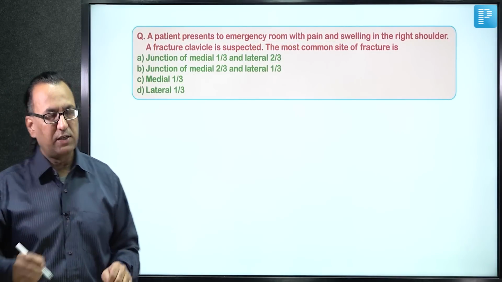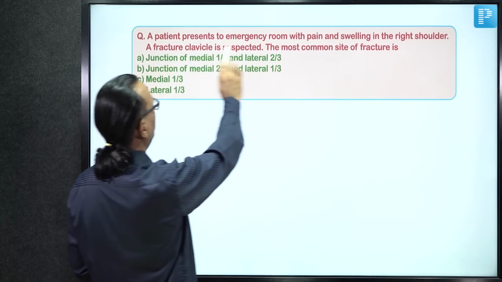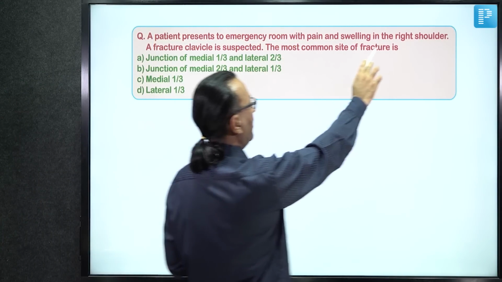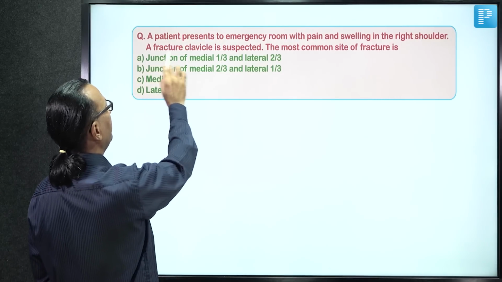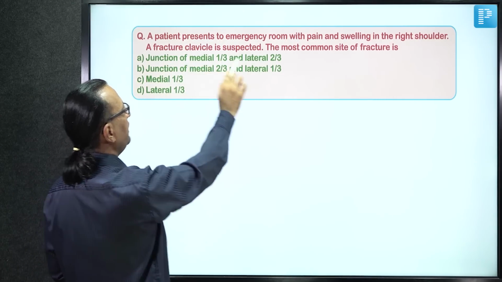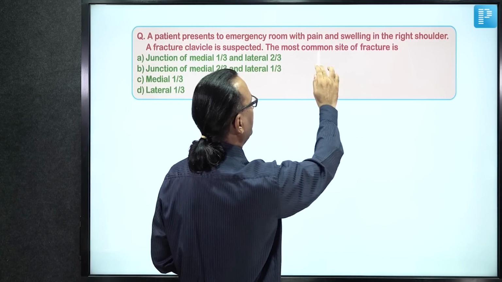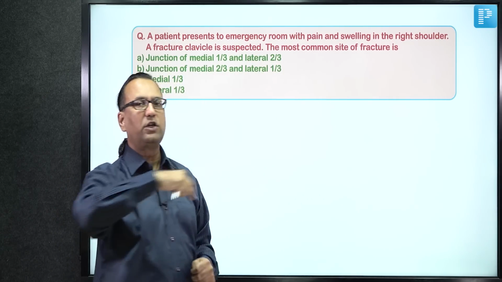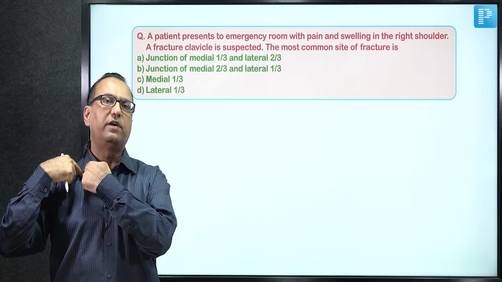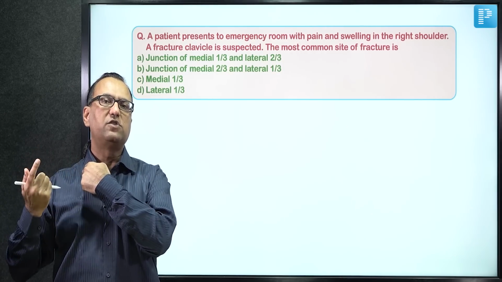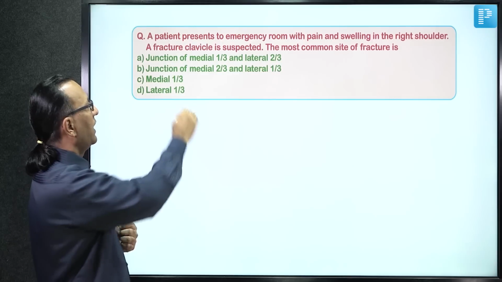A patient has come to you in the emergency room with pain and swelling in the right shoulder joint region, and you are suspecting there's a fracture in the clavicle. So what is the most common site of the fracture? Usually it is the junction of the middle 1/3 and the lateral 1/3 of the clavicle, but that terminology is not used here. So what should be our answer?